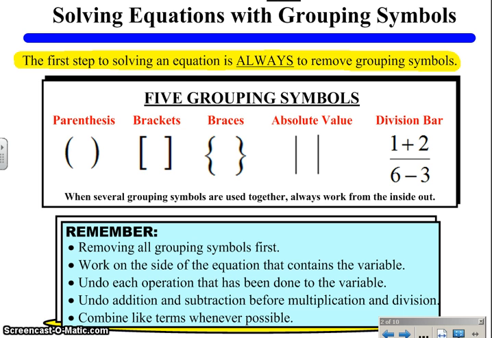Then you're going to work on the side of the equation that contains the variable. You'll undo each operation that has been done to the variable. Undo your addition and subtraction before the multiplication and division. This is the opposite of order of operations. And then also, don't forget to combine like terms whenever possible. Okay, so let's get into a couple of the examples.